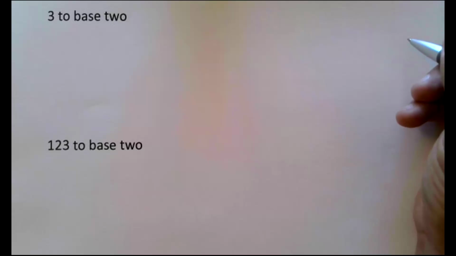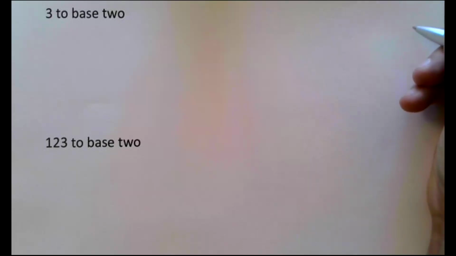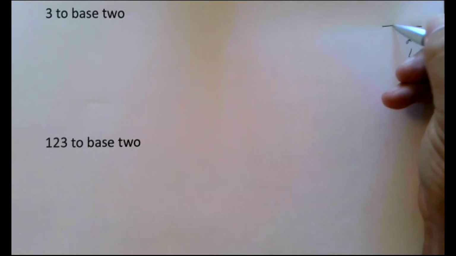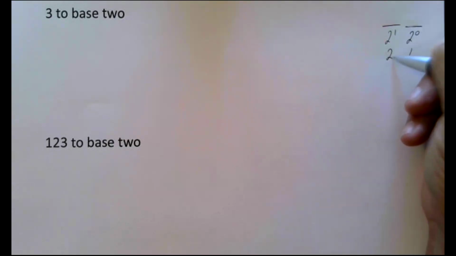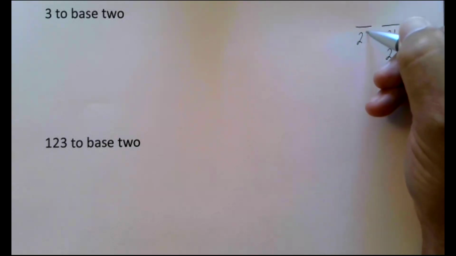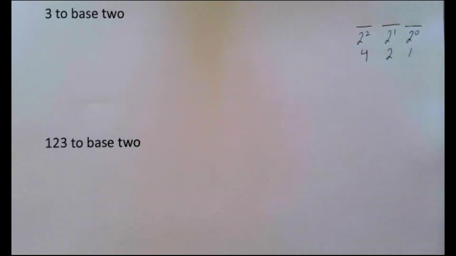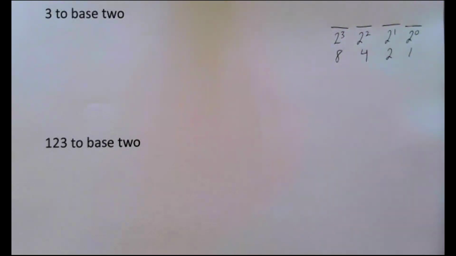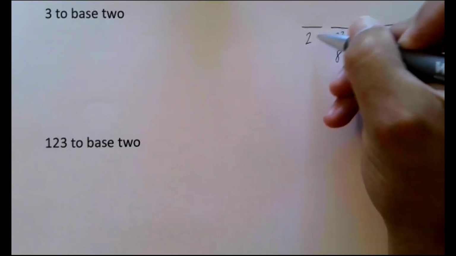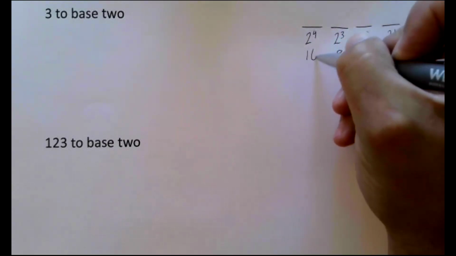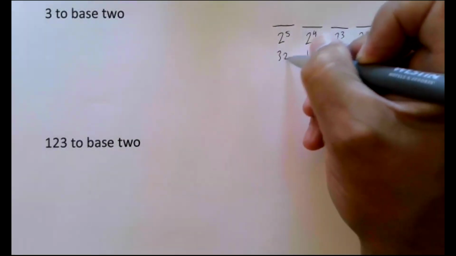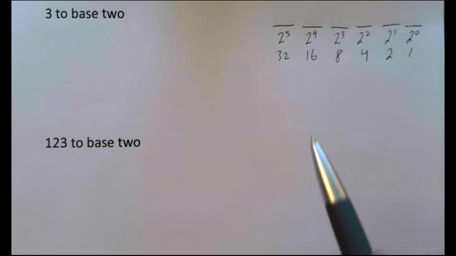So in base 2, the far right would still be the ones position, because 2 to the 0 is still 1. 2 to the first power is 2. The next position would be 2 to the second power, which is the 4's position. The next place value would be the 8's position, because 2 times 2 times 2. Then the 16's position. Then the 32's position. And you might say, why are you going so far? Why do you keep going?